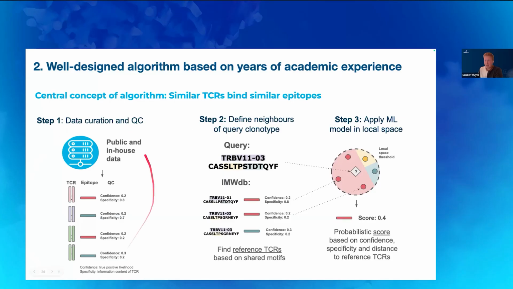So it all starts with our database that I just explained. But in the second step, if you take a query TCR, for example, here defined as a TRB V gene and a CDR3 sequence, we usually cluster this together with our database, which is what you can see here. And then in this local space, we apply a machine learning algorithm with some scores coming from our database to get a confidence score on how confident we are that this specific TCR might bind to a certain epitope found in our database. So this should give you a little bit of an idea what's under the hood.